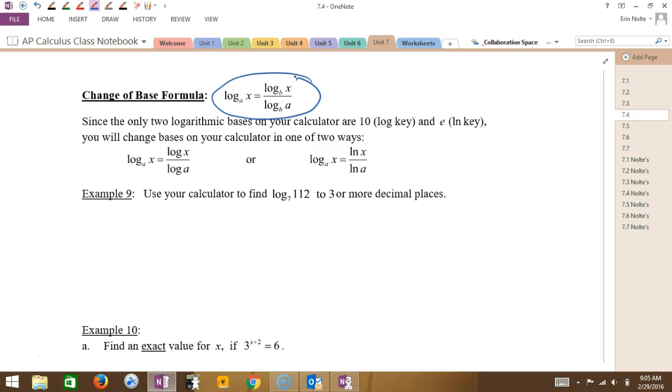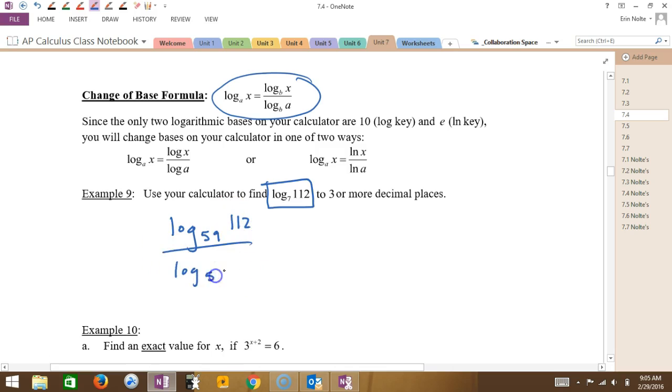You can make the log of anything. So if we were going to do question number 9, you guys see this question, log base 7 of 112. With the change of base, I can make the base whatever I want. I could do the log base 59 of 112 over the log base 59 of 7. It doesn't matter what I choose my base to be. I can do anything as long as they're the same base.